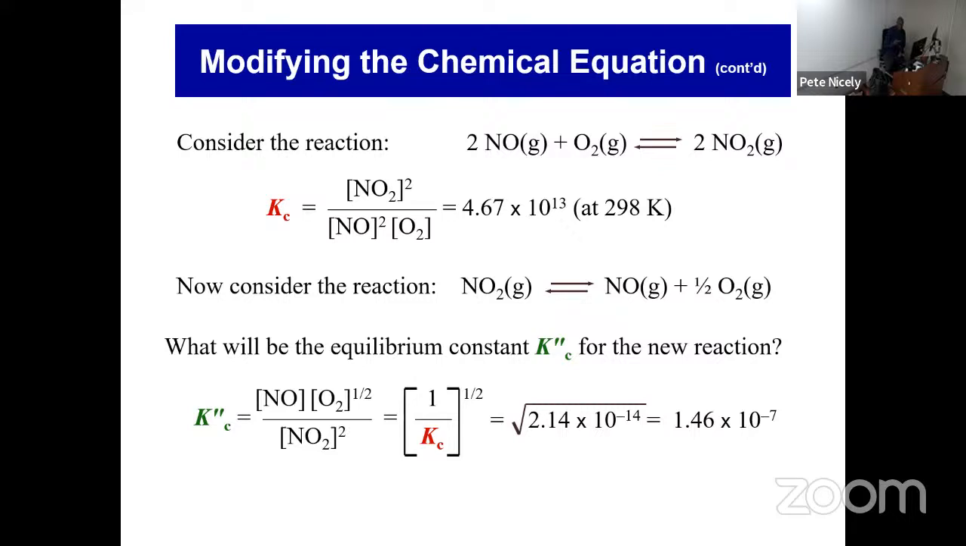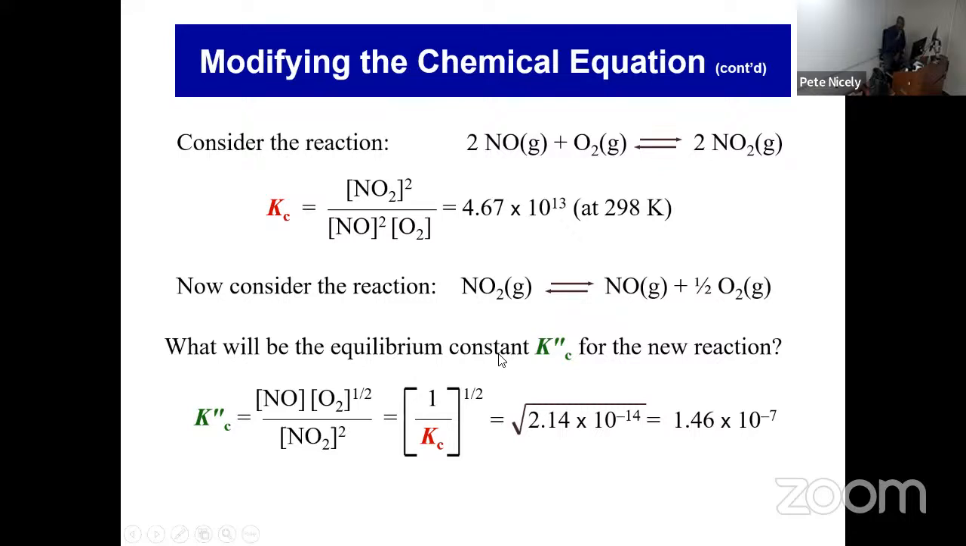Yes, sir. Is the Kc double prime specific to switching the sides and dividing by 2? Exactly, exactly. It seems like a kind of niche thing to do. Is that a common situation? It's common for solving certain problems, which we're going to see later on.